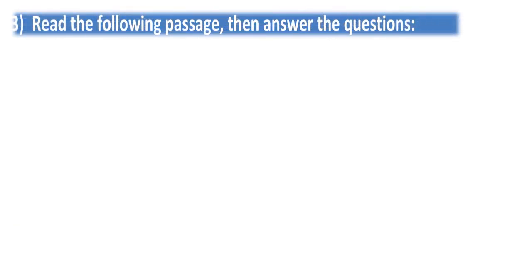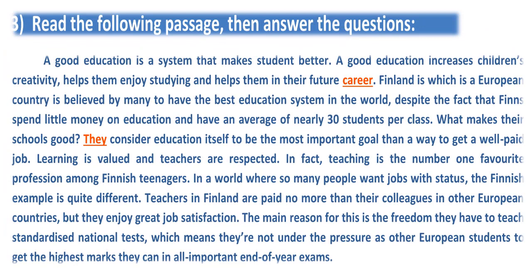Now let's move to reading, and here read the following passage and answer the questions. So let's read the text together. A good education is a system that makes students better. A good education increases children's creativity, helps them enjoy studying, and helps them in their future career. Finland, which is a European country, is believed by many to have the best education system in the world, despite the fact that Finns spend little money on education and have an average of nearly 30 students per class.